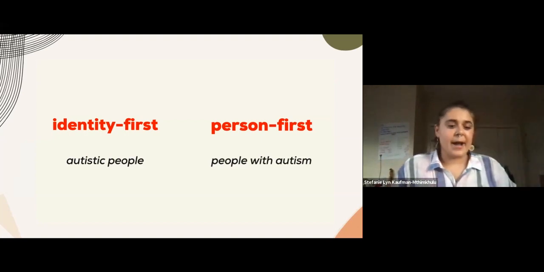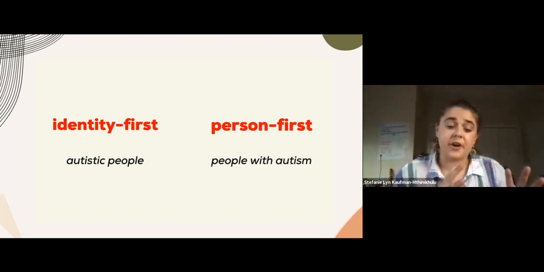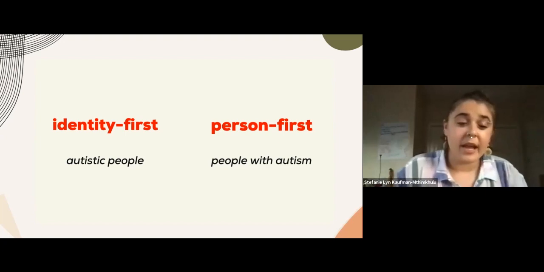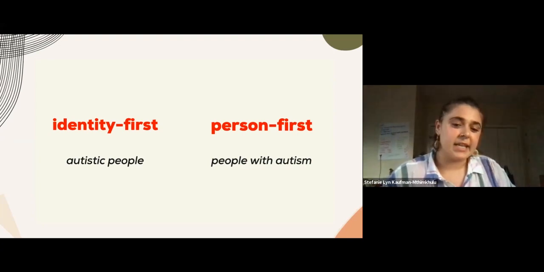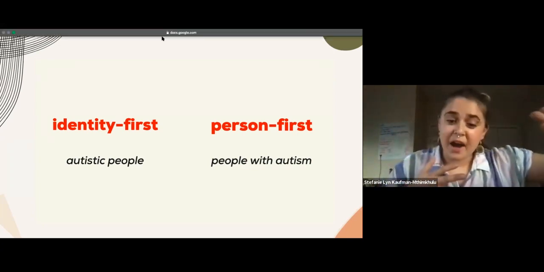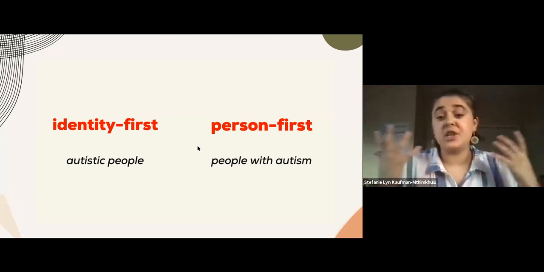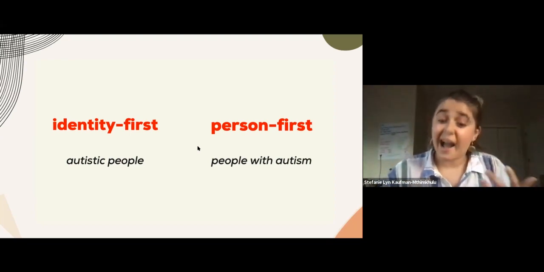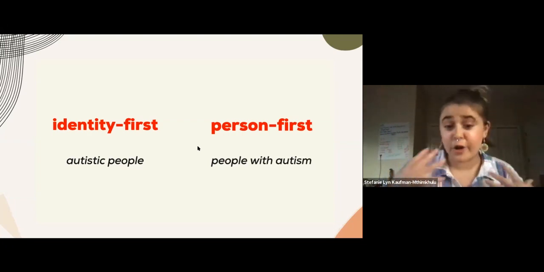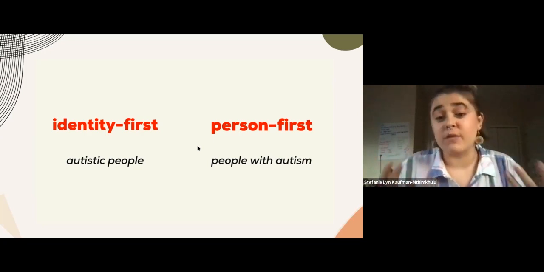All right. So on the screen, y'all can see two sets of terms. We have identity first, which says autistic people, and person first, which says people with autism. And in the non-disabled communities, we often hear perpetuated that we need to use person first language in order to humanize disabled people. This is actually something that the majority of our community members strongly disagree with and push back against, and actually feel like it's infantilizing to use person first language.